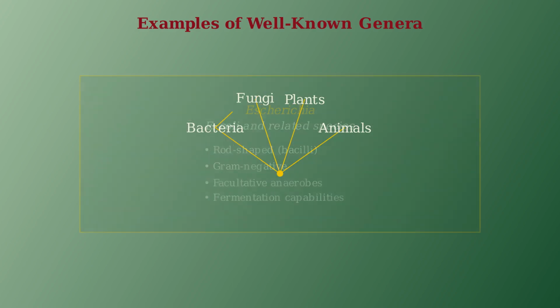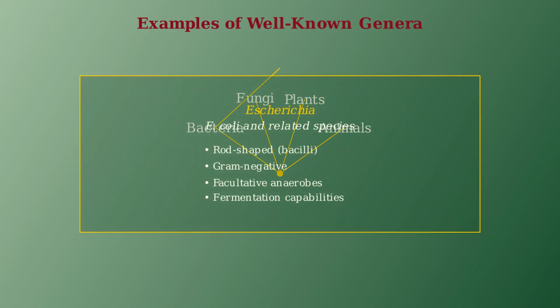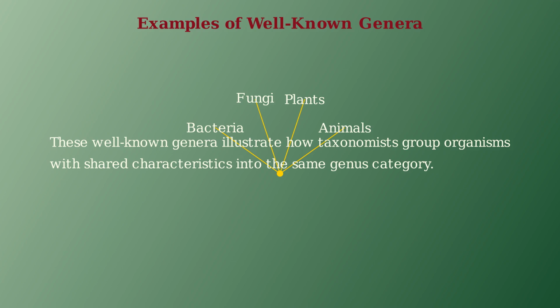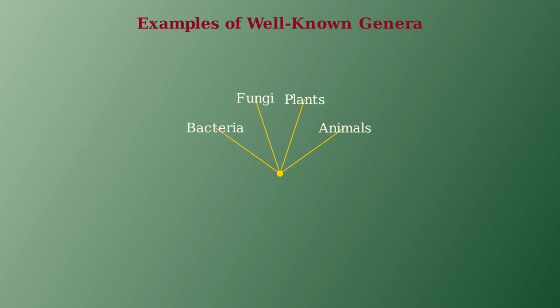The genus Escherichia in the kingdom bacteria includes E. coli and related species. Members of this genus share characteristics like rod-shaped bacilli, gram-negative facultative anaerobes, and fermentation capabilities. These well-known genera illustrate how taxonomists group organisms with shared characteristics into the same genus category.